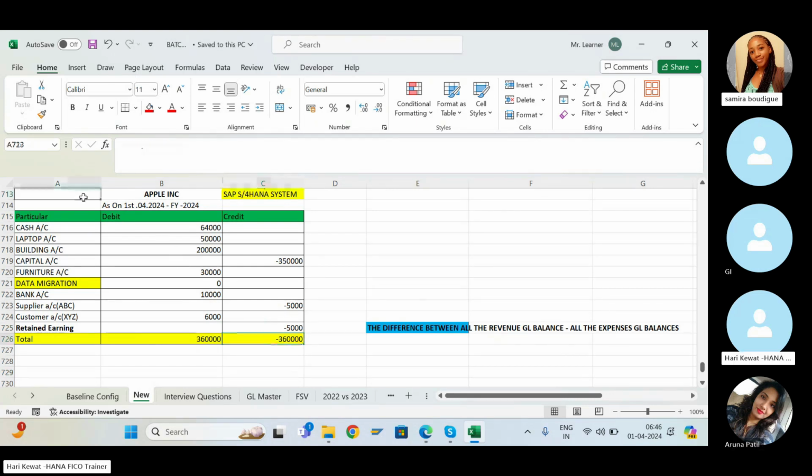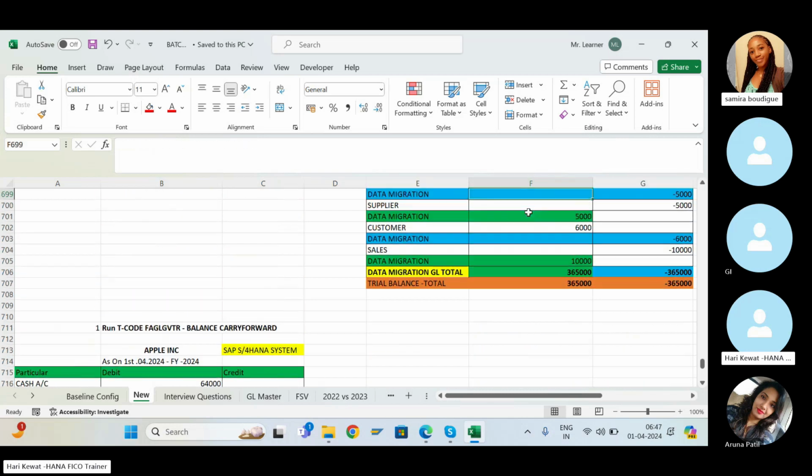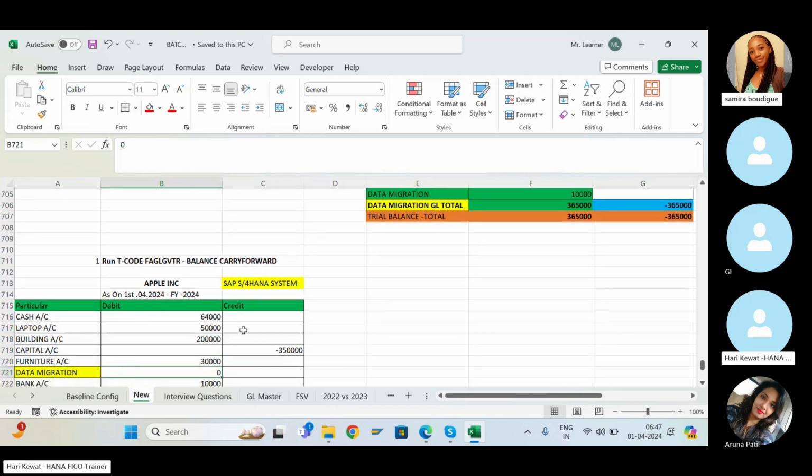Now once this looks okay as on 1st April 2024, you have to validate this opening balance again with the closing balance. Sometimes closing balance and opening balance don't match properly. That is a very critical thing for a consultant to research. Make sure that the closing balance is matching with the opening balance of the trial balance.